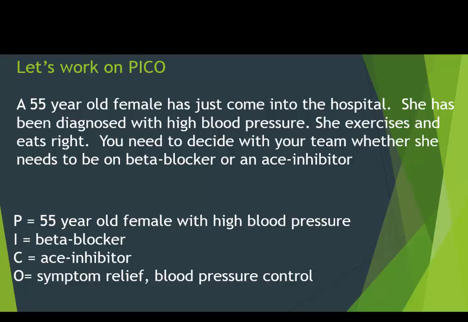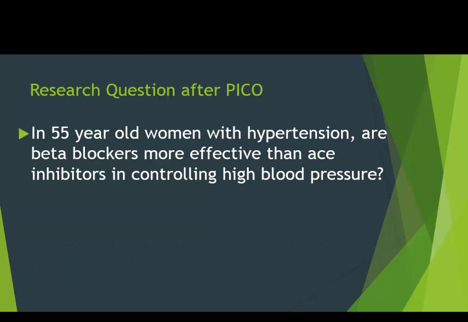Now use the elements of the PICO to formulate a proper research question. In 55-year-old females with high blood pressure, are beta blockers more effective than ACE inhibitors in controlling high blood pressure? This is what your research question would look like.